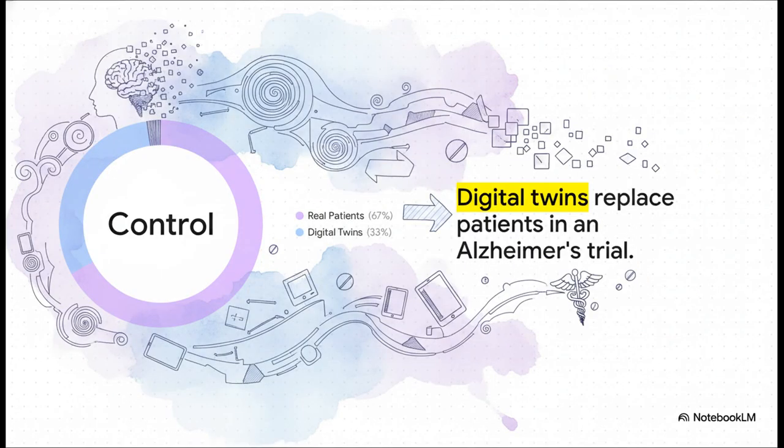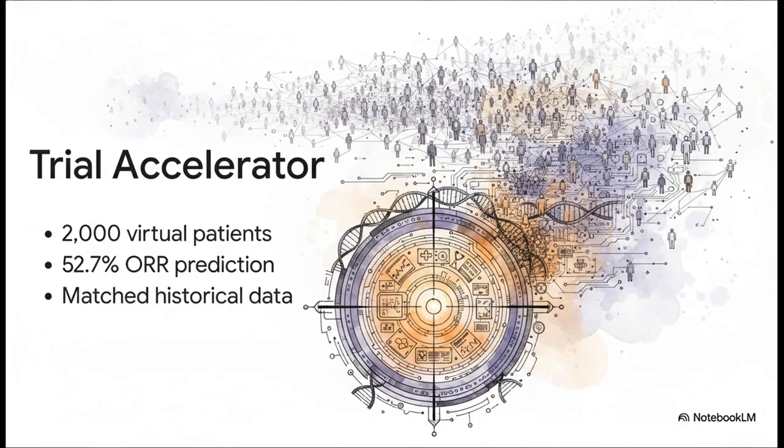To put that into perspective, let's look at a recent collaboration between the AI company Unlearn and Johnson & Johnson. Their models demonstrated that digital twins could safely reduce the required size of the control arm in a phase 3 Alzheimer's trial by up to 33%. That is a massive reduction in costs, a much faster trial enrollment period, and most importantly, fewer patients receiving a placebo.